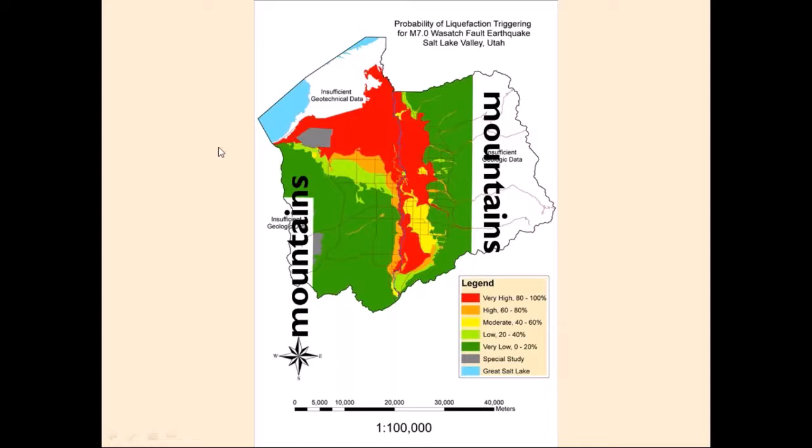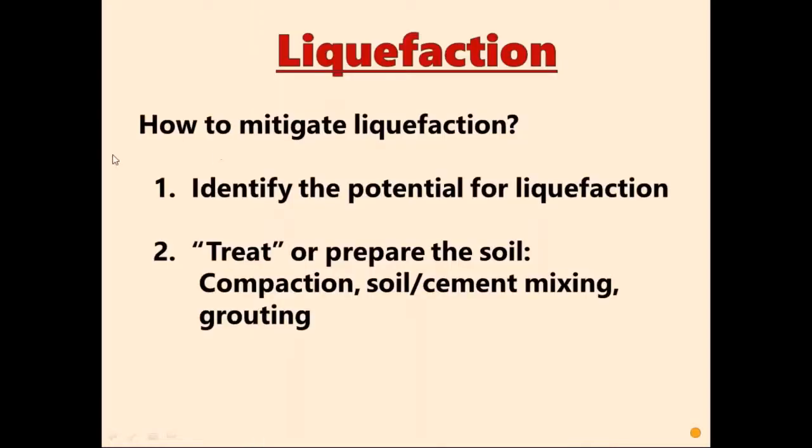So interesting to note. So how to mitigate liquefaction? Again, just try to identify the potential for it and understand that it could be an issue where you live. On a very local scale, you might treat or prepare the soil, compact it down, mix the soil with cement, maybe some grout to try to take away some of its loose cohesiveness. But again, not much you can do on a large scale with this.